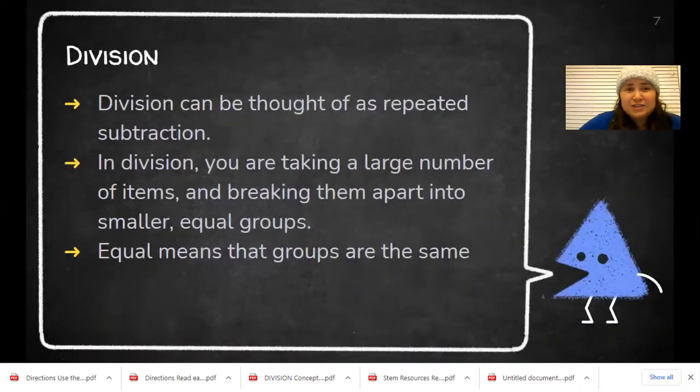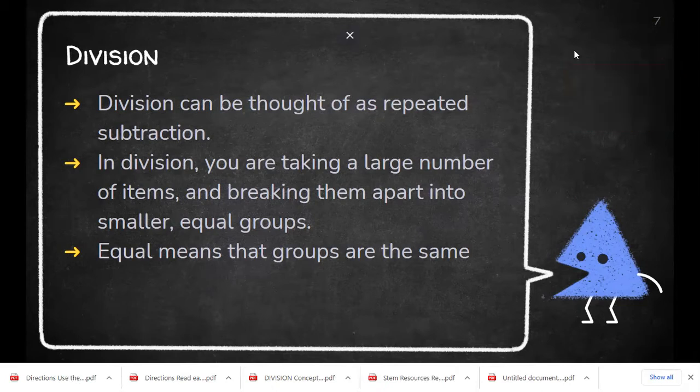Remember, division can be thought of as repeated subtraction. In division, you are taking a large number of items and breaking them apart into smaller equal groups. Equal means that the groups are the same. All right, friends, now let's get started with some examples.